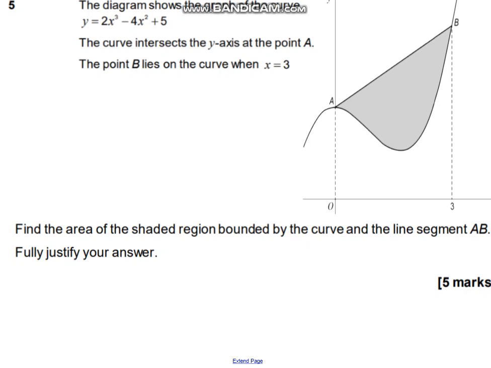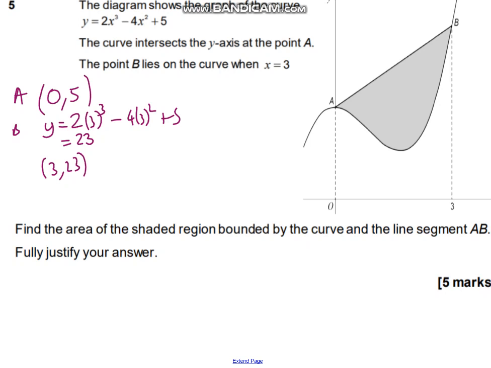So first of all, let's have a look at the trapezium. We've got a coordinate 0 here, and we've got a coordinate 3 there, so we're going to have to plug in 0 in order to find the coordinate of A. If you plug 0 into that, that must be at 0, 5, and for B, we're going to have to plug the 3 into that, so y is going to be 2 times 3 cubed minus 4 times 3 squared plus 5. That gives us 23, and so that means that B is at 3, 23.